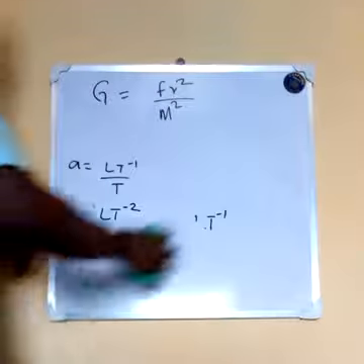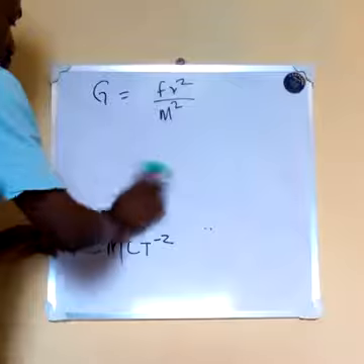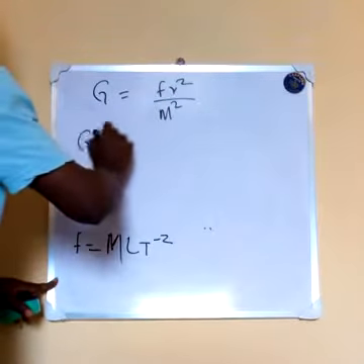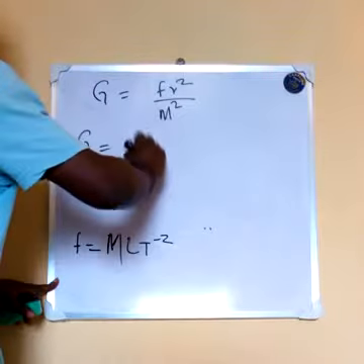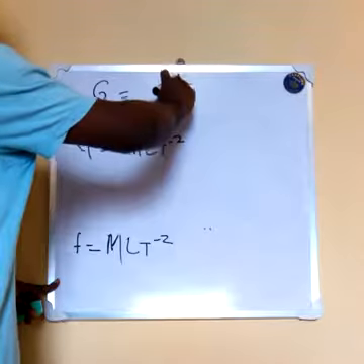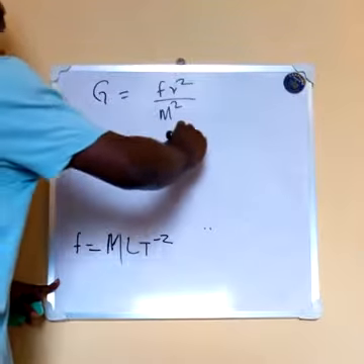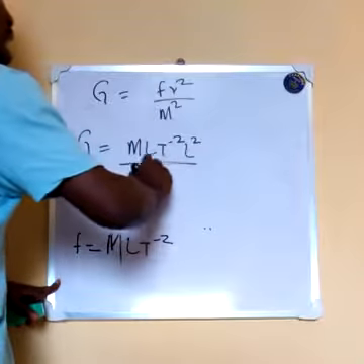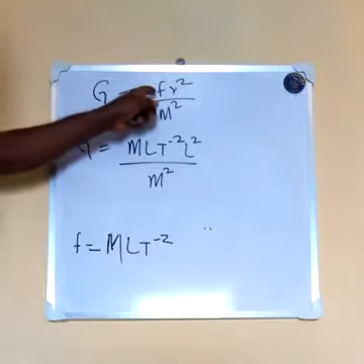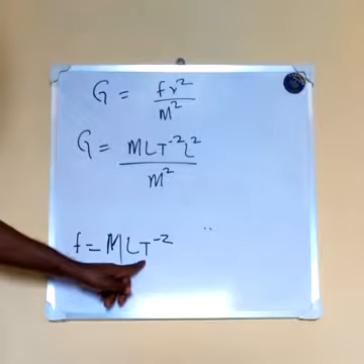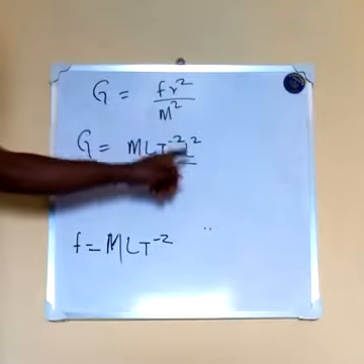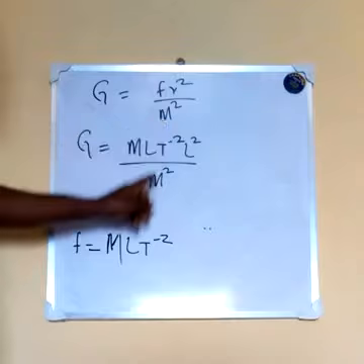So from there, you can bring your force now. You can put it here. So you have the gravitational constant, which is force. That is M LT⁻². Then R, which is L squared, over M squared. That is what you have finally. So the force alone is MLT raised to the power minus 2. That is what you have here. Then the radius, which is the distance, is L squared. Then the mass, which is M squared.